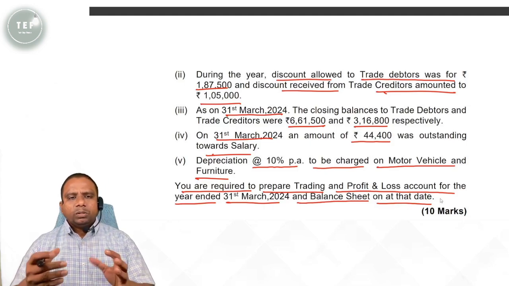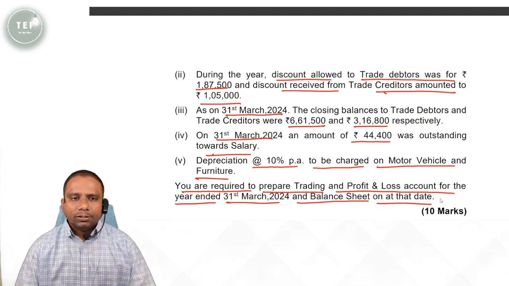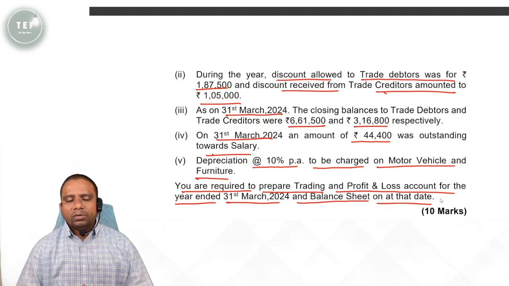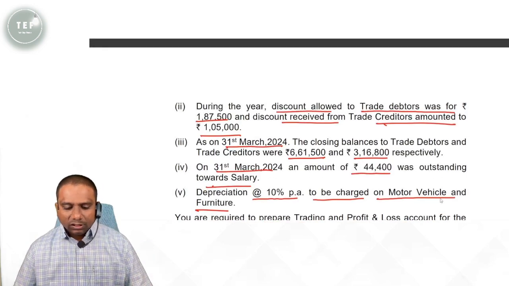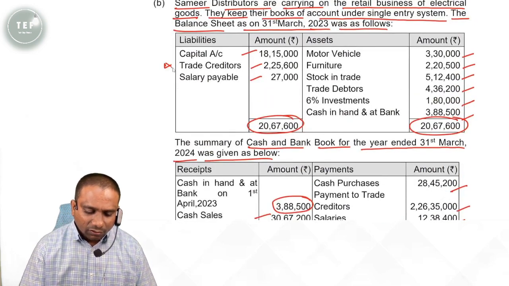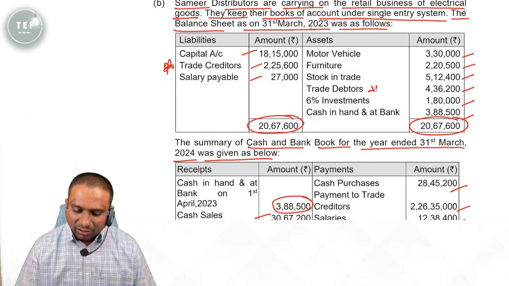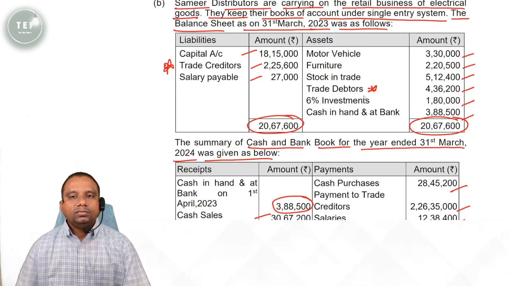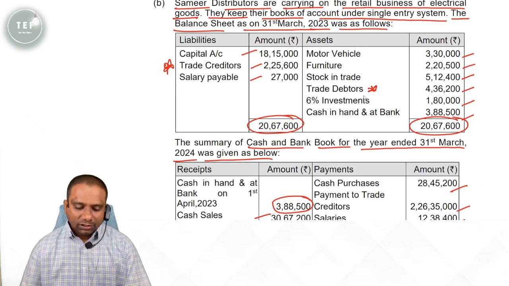Here, first prepare the trading account format. After that, a P&L account format. After that, the balance sheet format. Now, apart from that, prepare creditors account and debtors account. Clear, students? Yes.